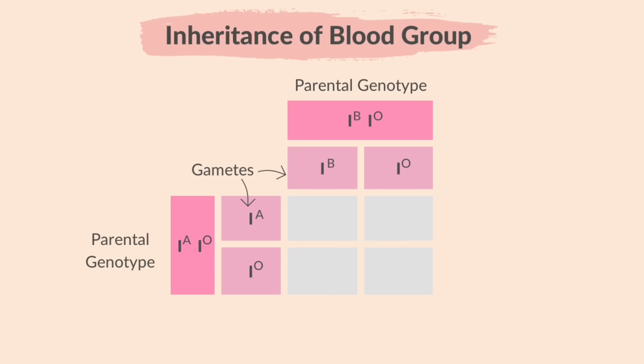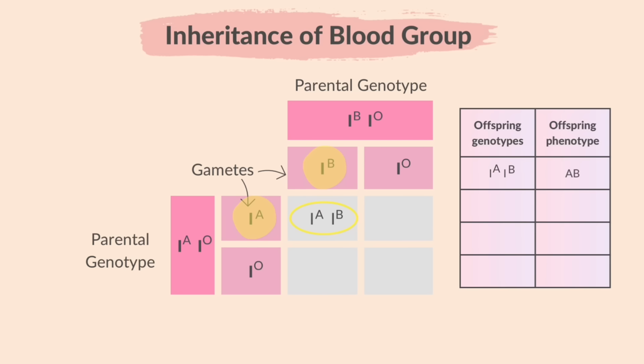We know that these are only their genotypes and not IAIA or IBIB because according to the example, they are able to produce a child with blood group O. And so the child must have inherited an allele for group O from each parent. Also remember to write the genotype with the dominant letters first. So now we cross them.